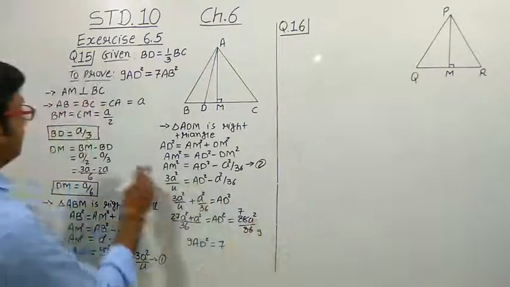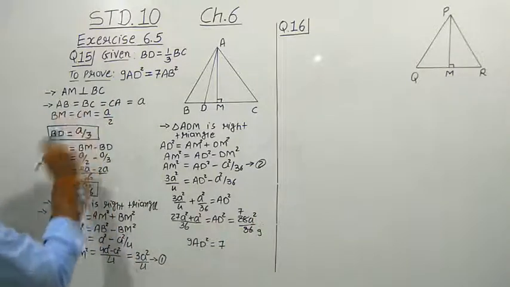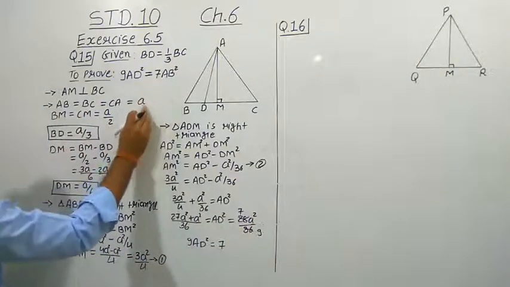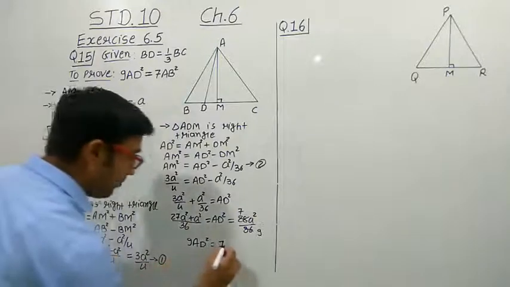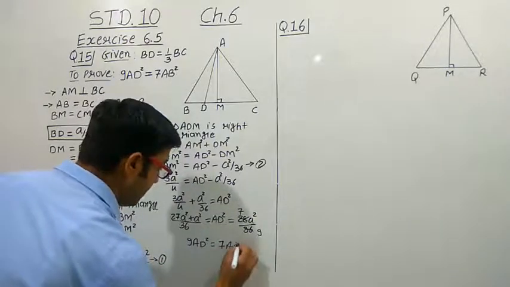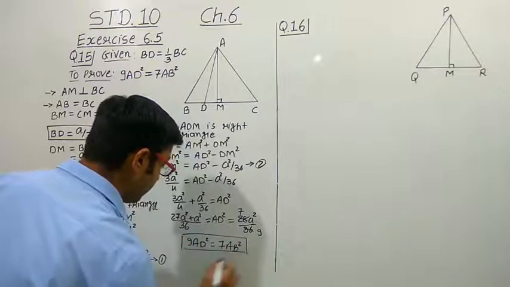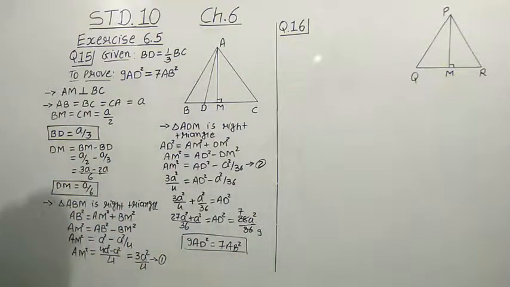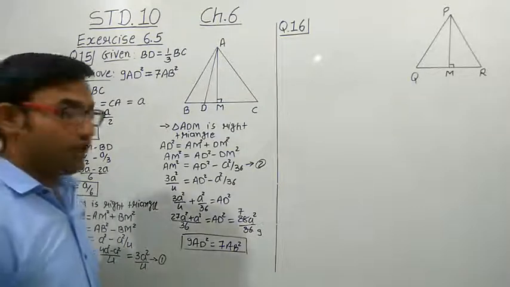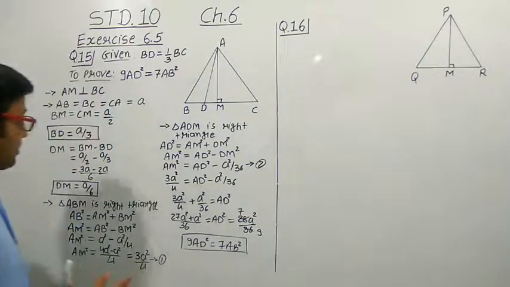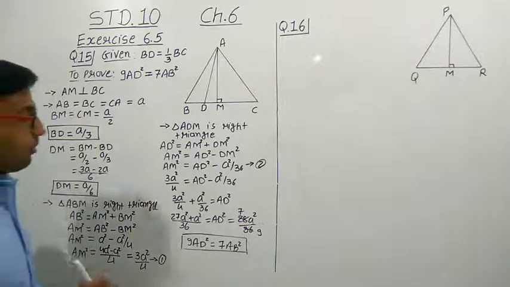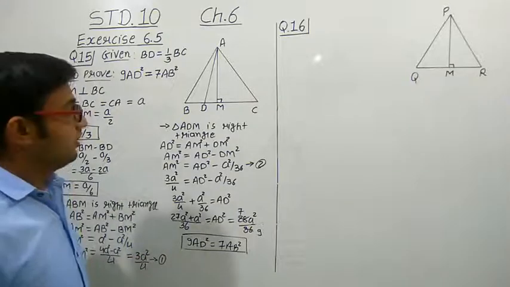Now see, what is A? We supposed AB, BC and CA are the sides, and what is our requirement? AB. So instead of A we can put AB. So here we get AB square. So this is the required result: 9 AD square is equal to 7 AB square. Okay, so it is very simple. We have to apply the Pythagoras theorem, right?